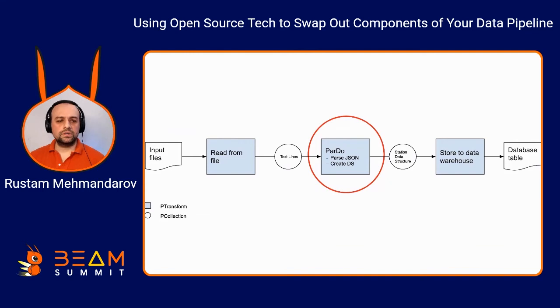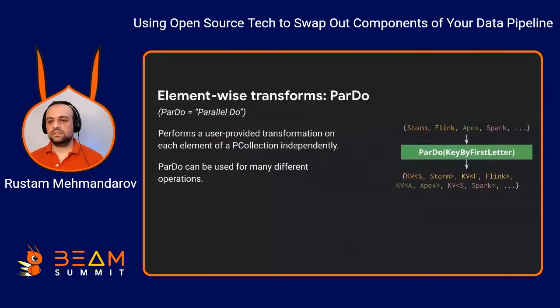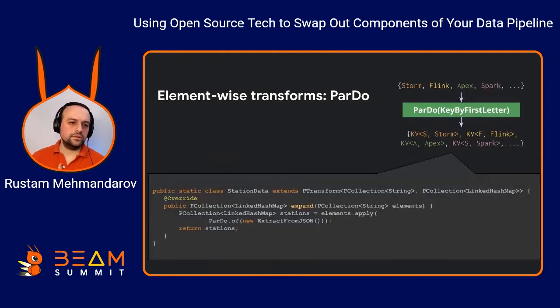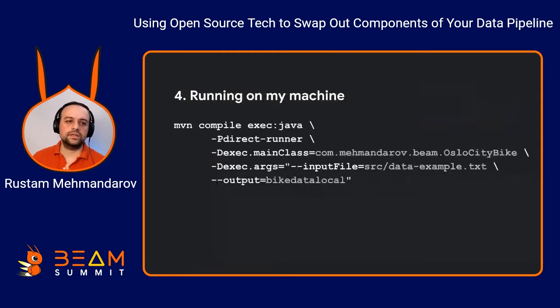So I go on to explain a little bit about that. It stands for parallel do, and it lets you parallelize things and do things in parallel. Then you can do things like element-wise transformation, and then you can run it.